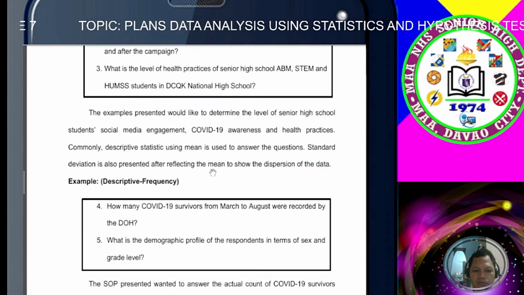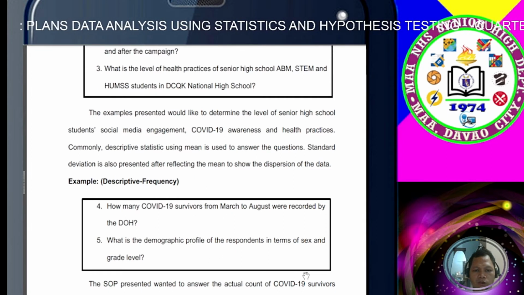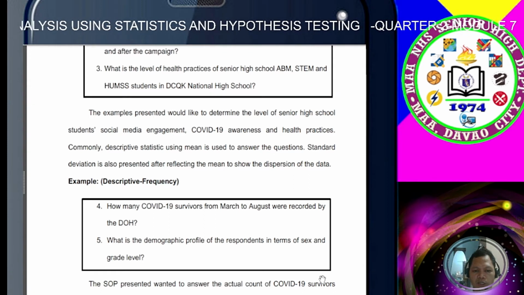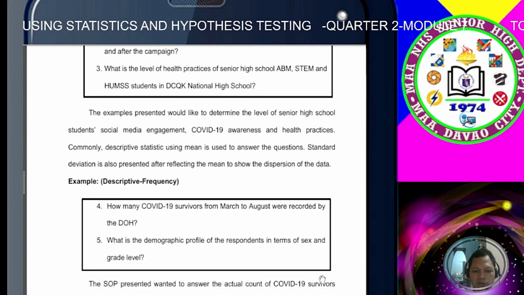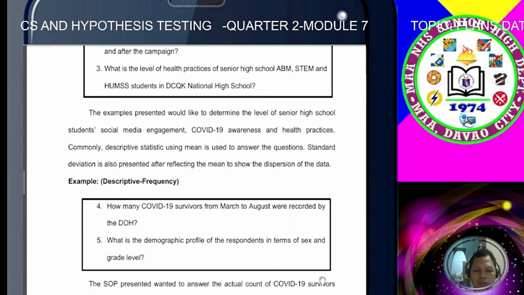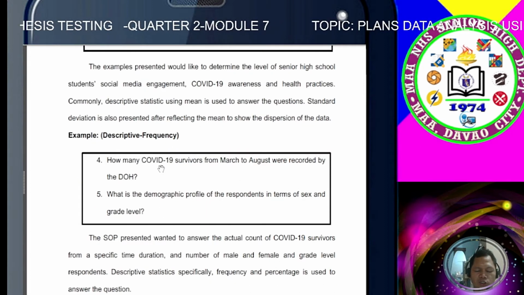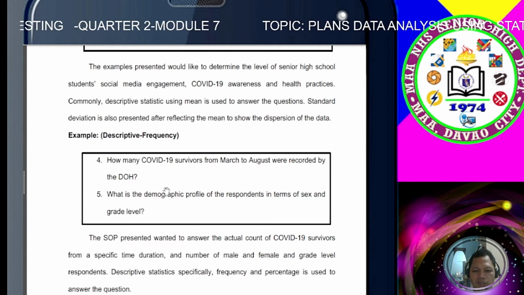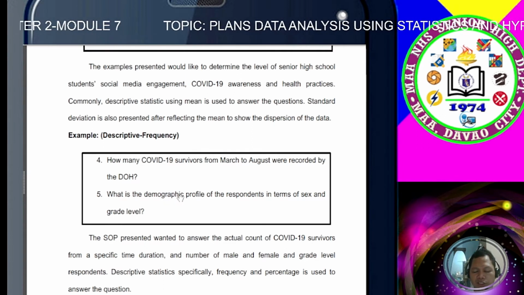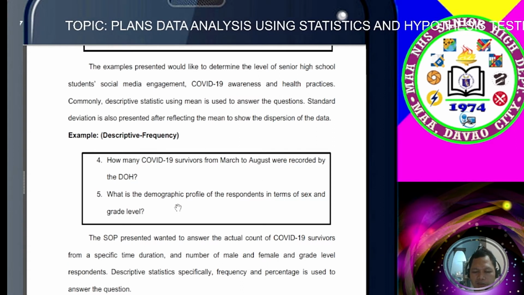Okay. Then we have here another descriptive: frequency. Example: how many COVID-19 survivors from March to August were recorded by DOH? And number 5: what is the demographic profile of the respondents in terms of sex and grade level? So here you can use a frequency distribution table, or you can use graphs, for example a pie graph or bar graph, etc., to show the data.